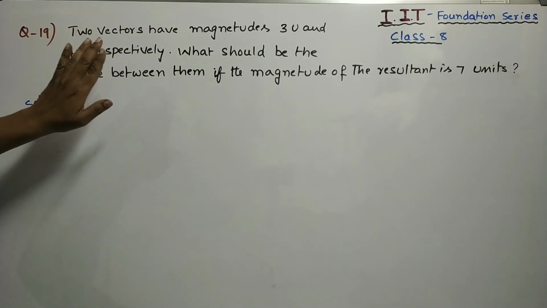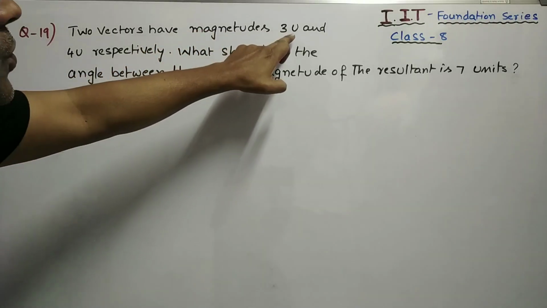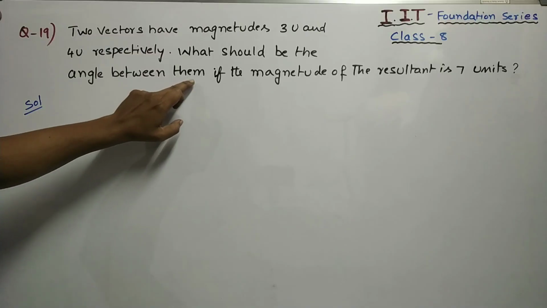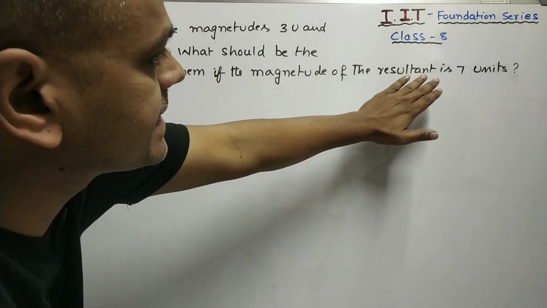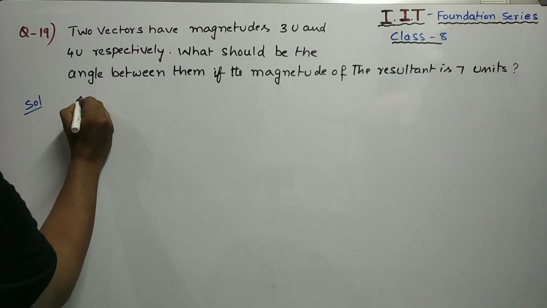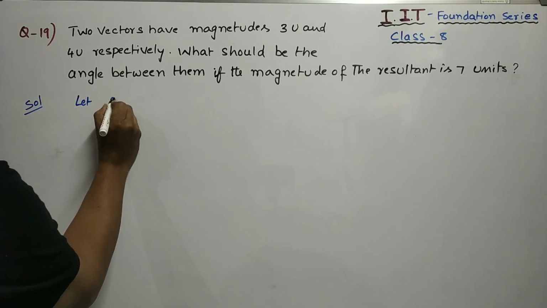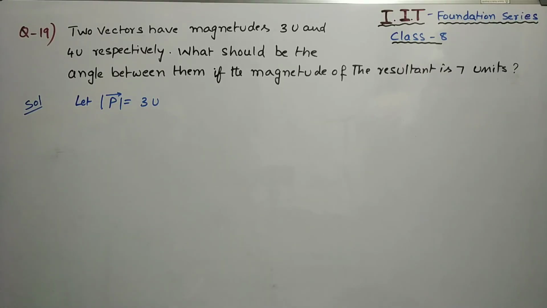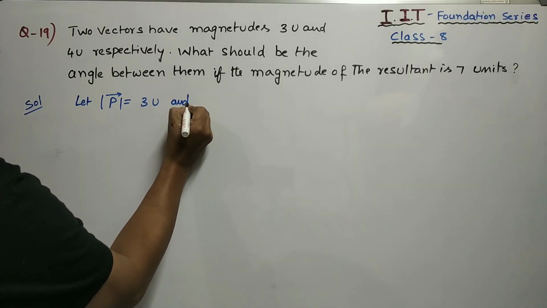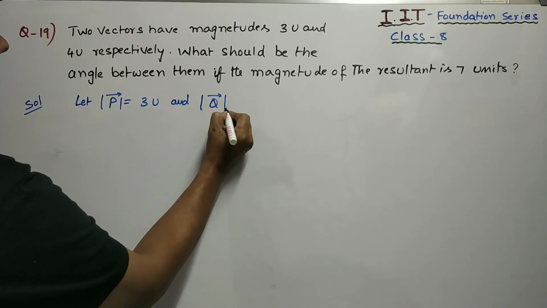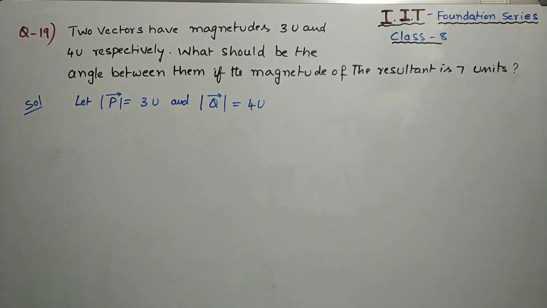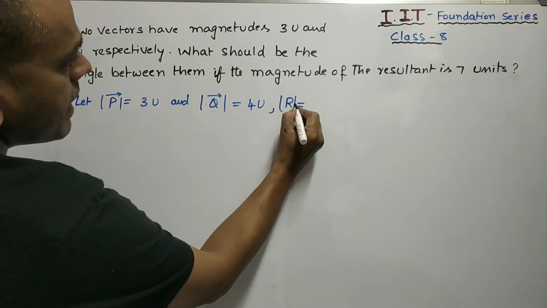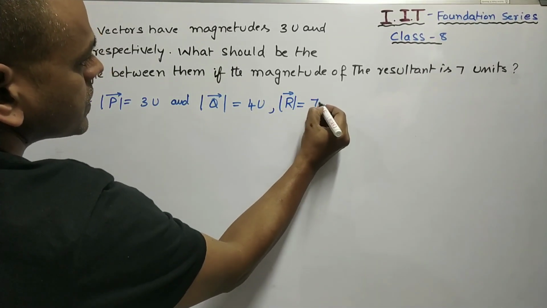The 19th question. Two vectors have magnitudes 3 unit and 4 unit respectively. What should be the angle between them if the magnitude of the resultant is 7 unit? What is given? Let's say vector p, its magnitude |p| is 3 unit, and another vector q, its magnitude is 4 unit. Their resultant r vector, its magnitude is also given, 7 unit.